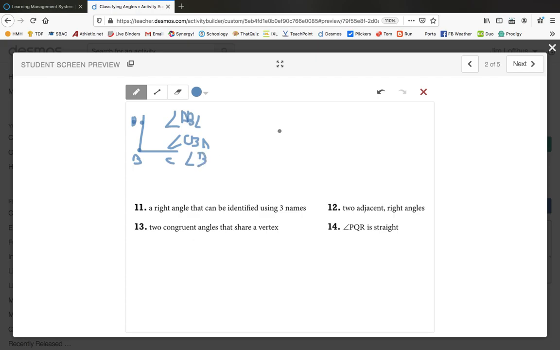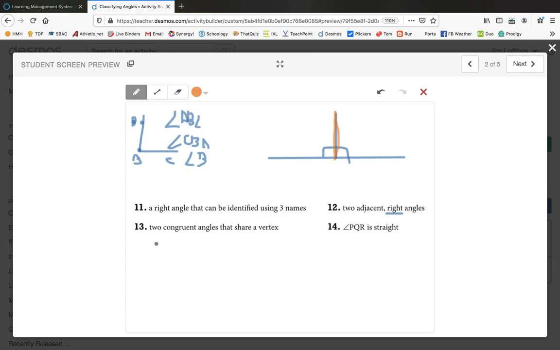And for number 12, two adjacent right angles, it's going to look just like this. I'm going to make a straight line and another straight line. Adjacent means that they share this ray. And so this angle is 90 degrees. We'll make a little symbol right here for 90 degrees. This angle is 90 degrees. So that means they're right angles and they're adjacent because they share, that right there makes them adjacent. Okay, go back to blue.